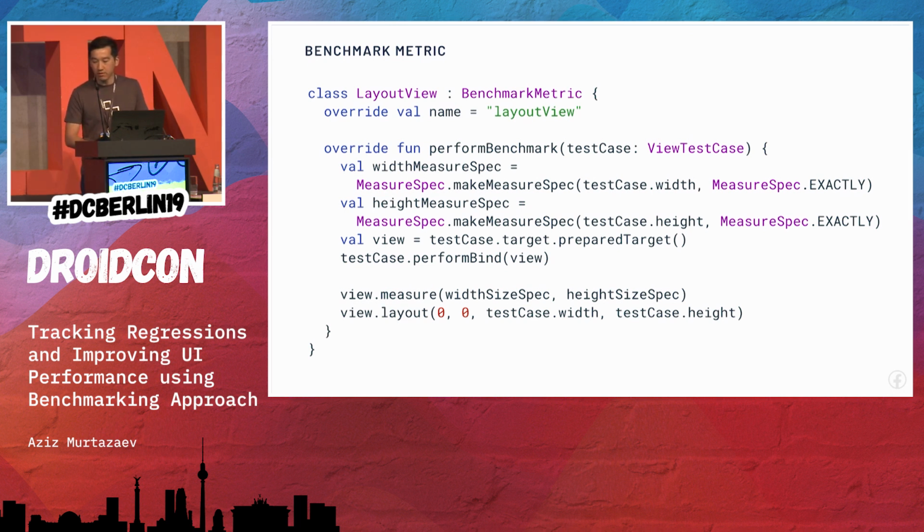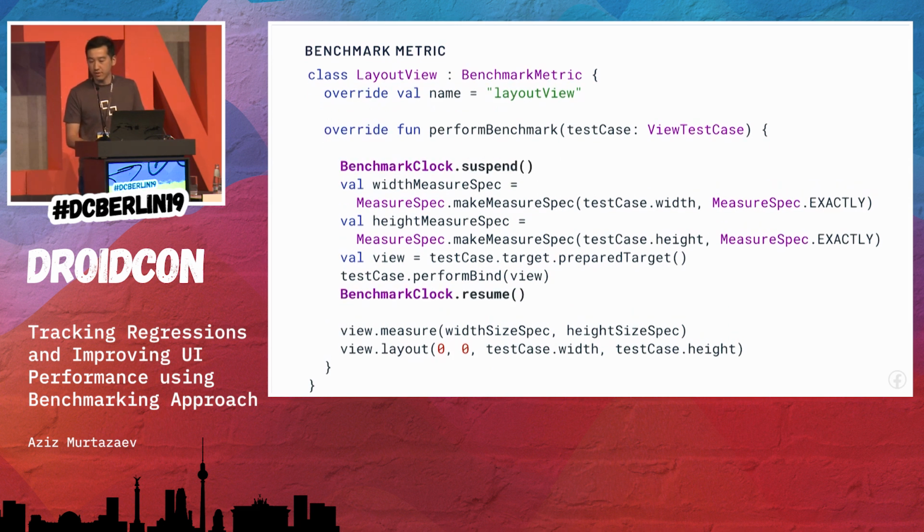So how can we do that? We have these suspend and resume static methods, which will exclude this specific part from the total calculation. Okay, so this is how we do the benchmarks for views.